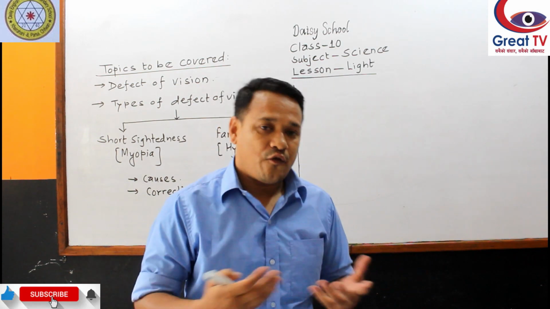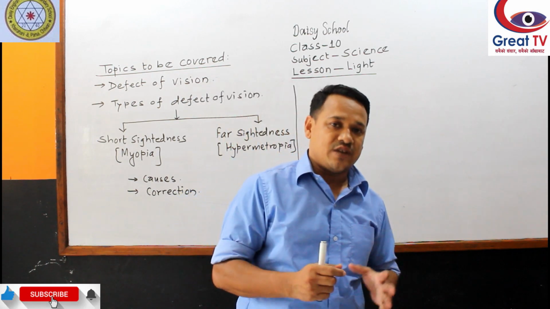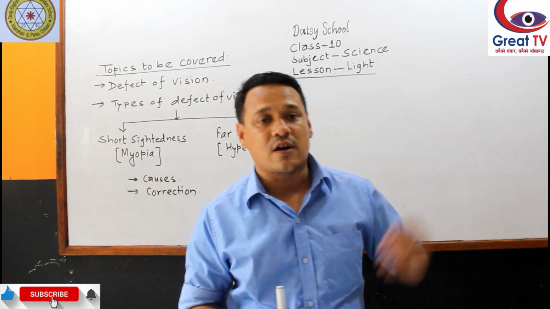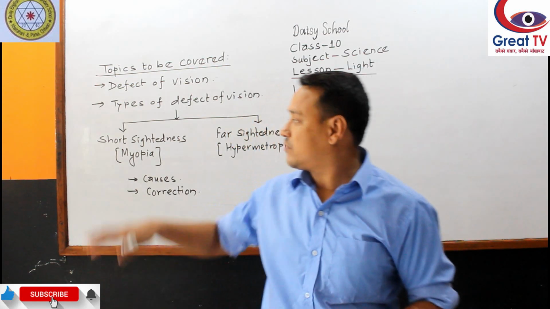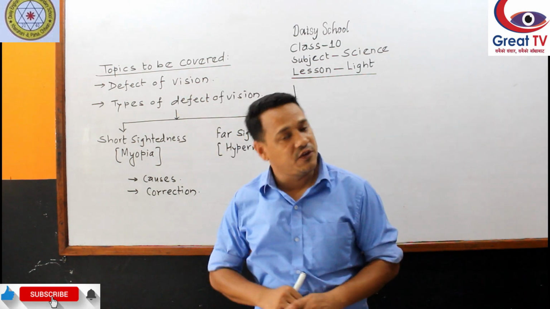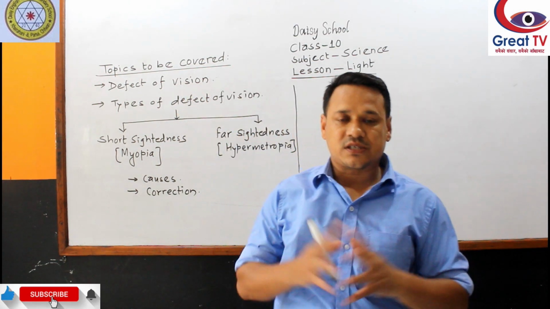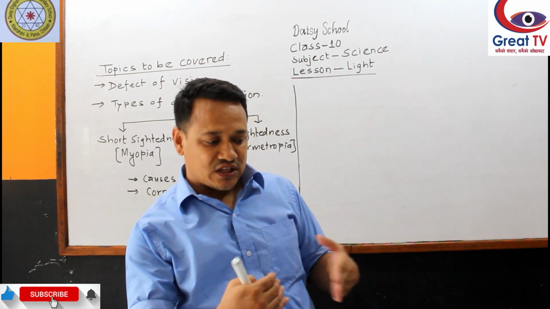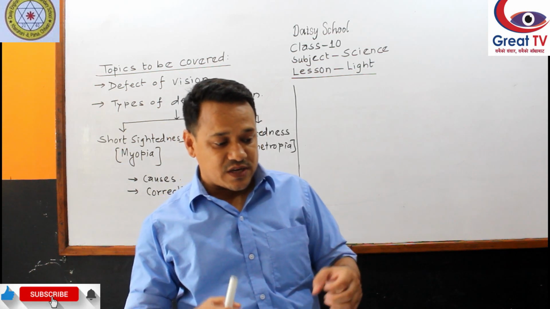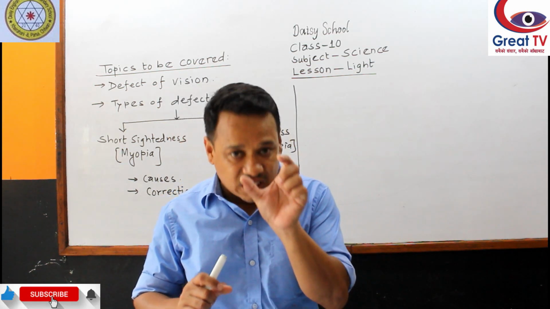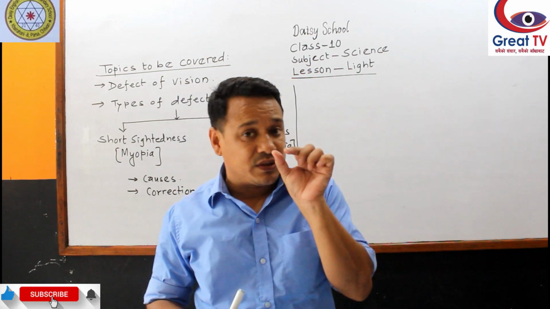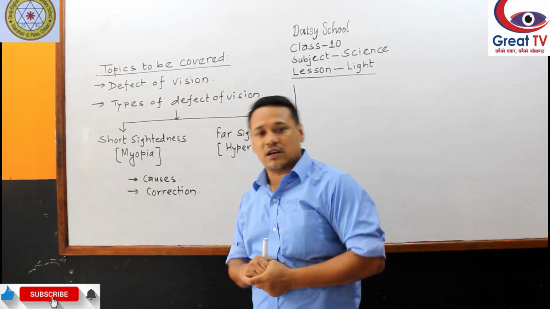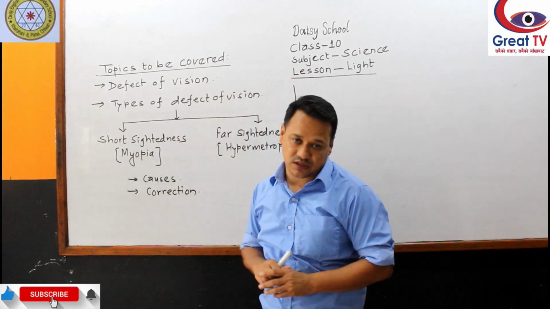If the ciliary muscle fails to perform its function while looking at a nearby object or a far object, then at that time we suffer from defect of vision. While looking at a near object, the lens should be made thick, and while observing a far object it should be thin. If it cannot perform its function properly at the right time, we suffer from defect of vision.